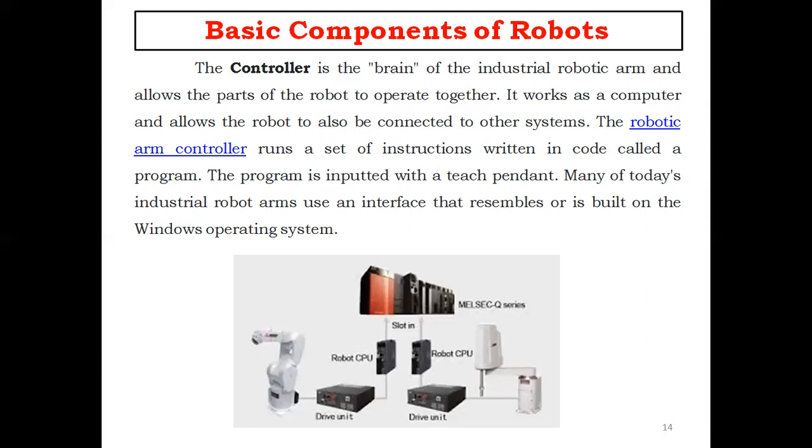So the controller is the brain of the industrial robotic arm, it allows the parts of the robot to operate together, it works as a computer and connects with other systems, and it is written in code, which is named a program.